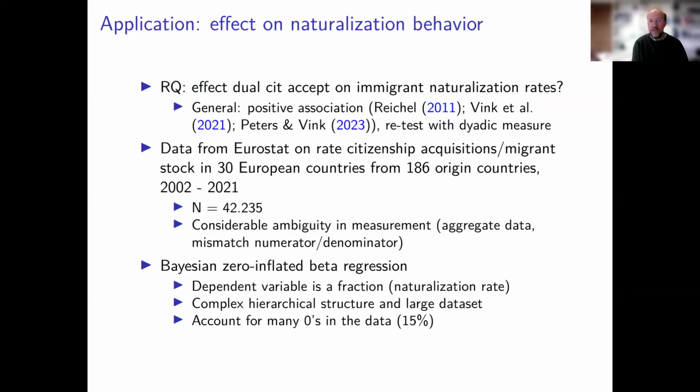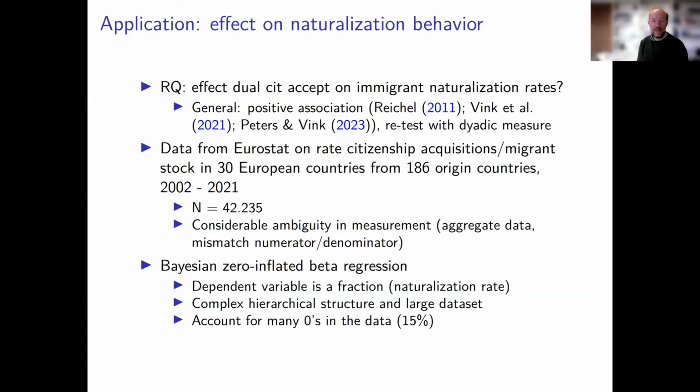This is something that needs to be taken into account. But we can also, of course, apply this. In our paper, we use this as an example. If you prefer to use individual level survey data or individual level register data, you can do the same thing. So it is presented in the paper as an example.